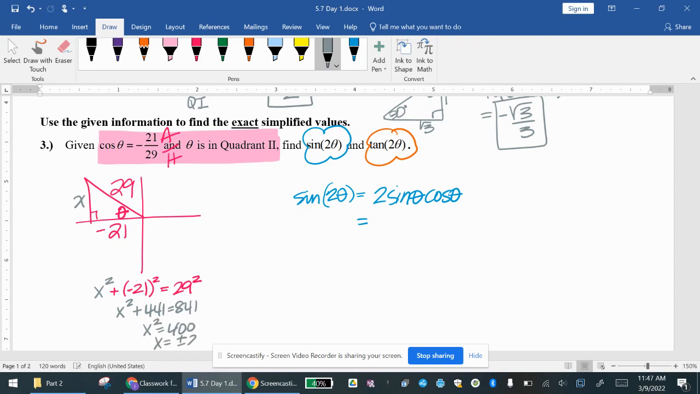So I got plus or minus 20, but for this particular situation, we're going to use a positive 20. Because remember, the lengths when you're drawing angles and triangles and quadrants, the lengths are only negative if you go left or down.